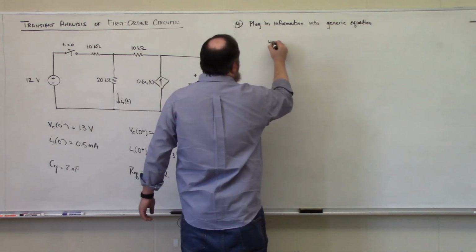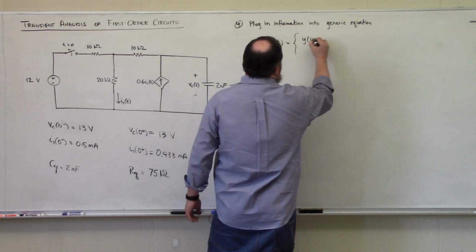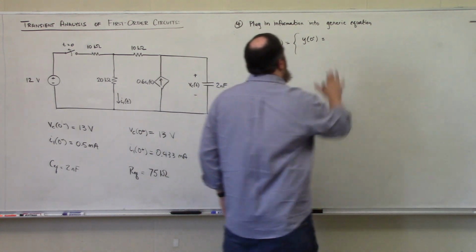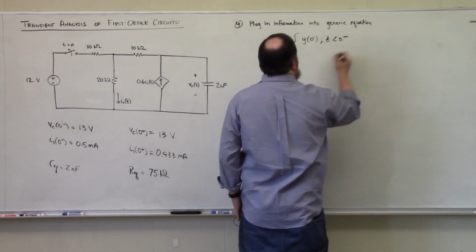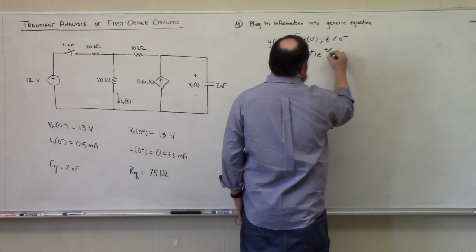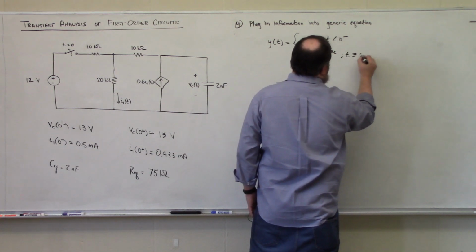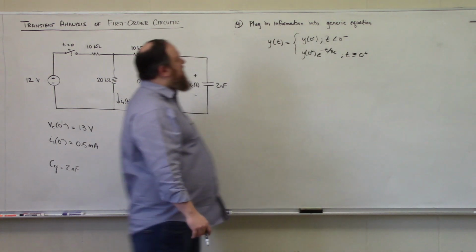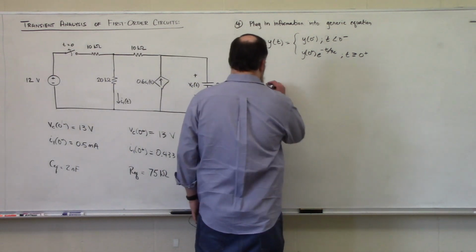And our generic equation is y of t equals y at 0 minus for t less than 0 minus, and y at 0 plus times e to the minus t divided by RC for t greater than or equal to 0 plus. So let's start with our capacitor voltage.